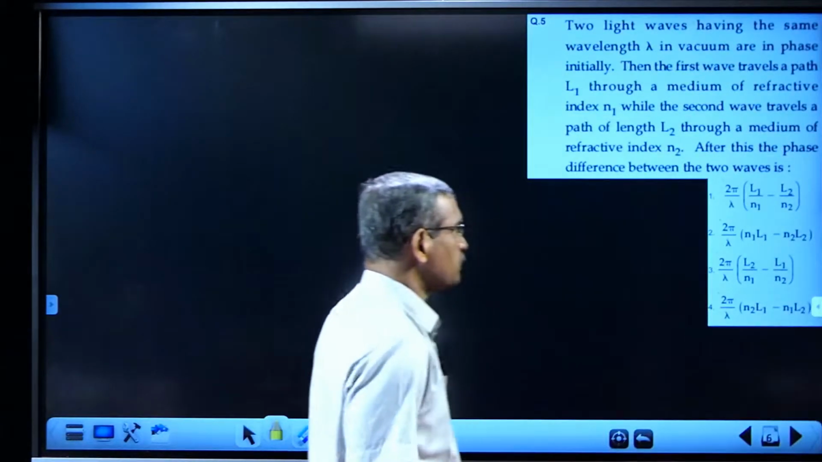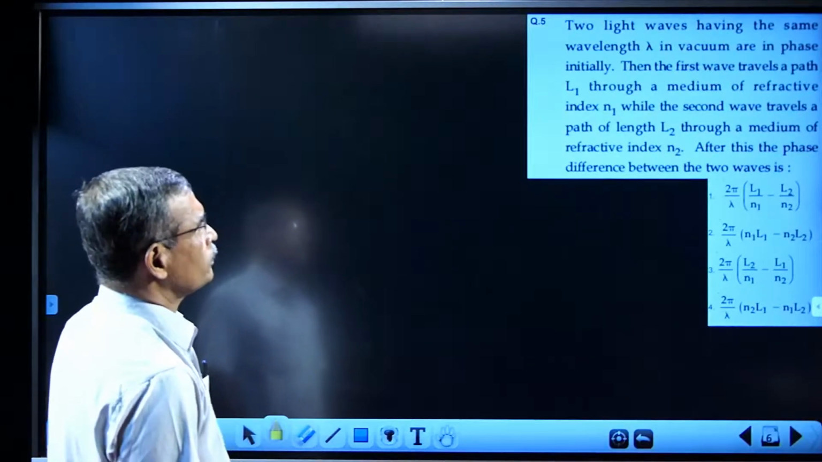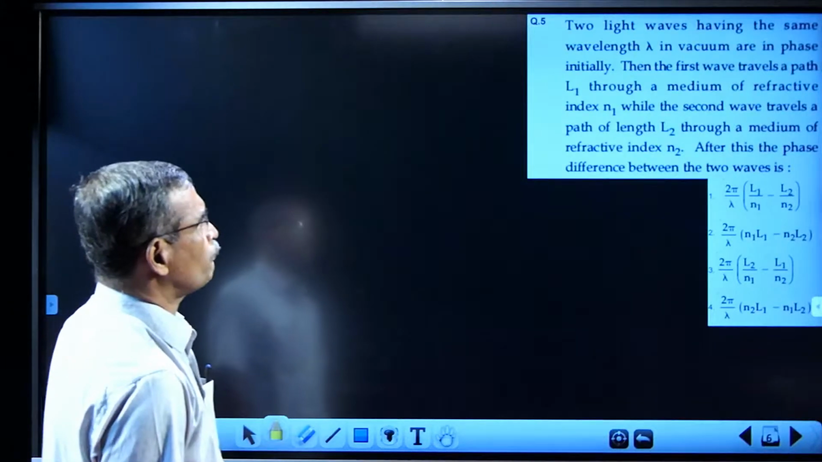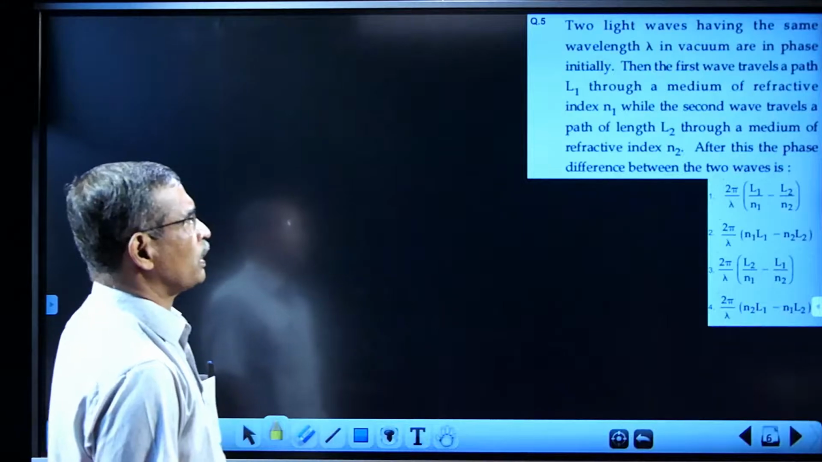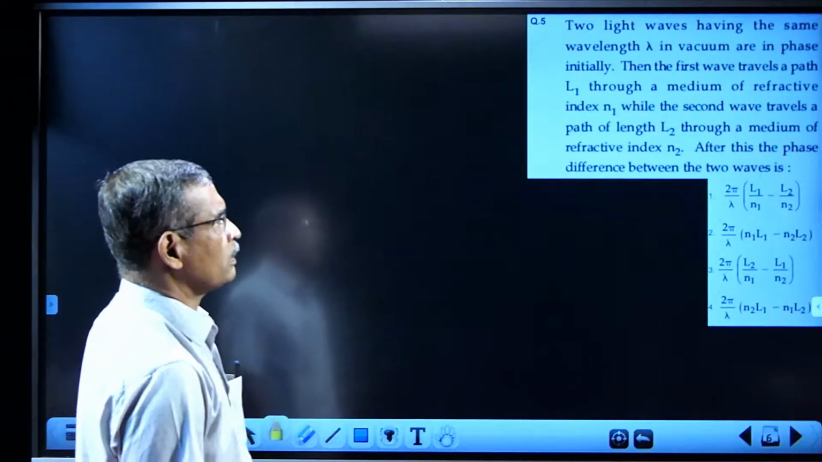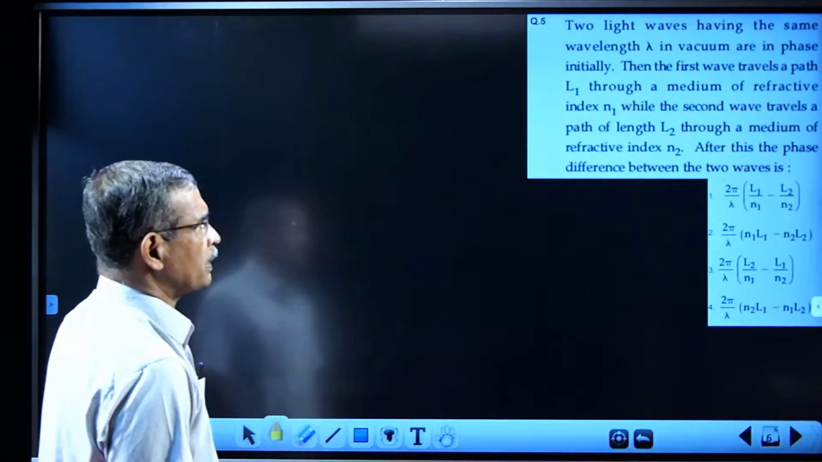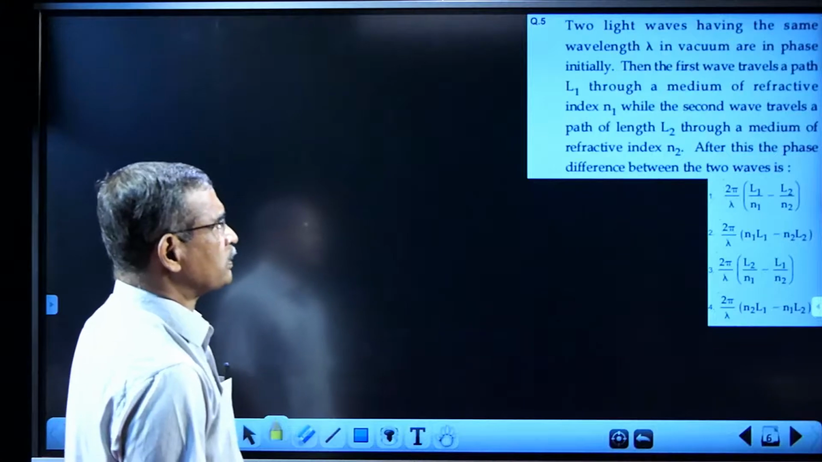Come to the next question. Two light waves having the same wavelength lambda in vacuum are in phase initially. The first wave travels a path L1 through a medium of refractive index N1, while the second wave travels a path L2 through a medium of refractive index N2. After this, what is the phase difference between them?